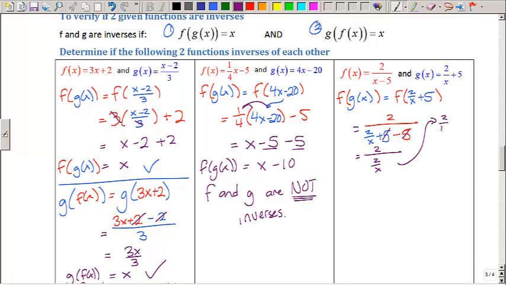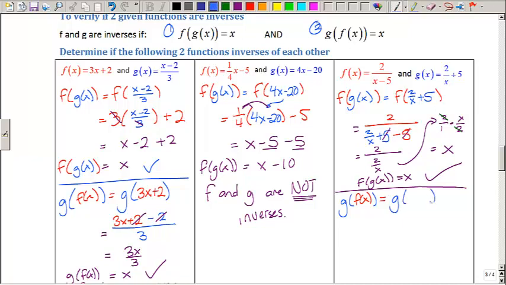And 2 over 1 divided by 2 over x is the same as multiplying by its reciprocal. The 2's divide out, and I'm left with just x. So therefore I know f of g of x does equal x. So I'm half done. All I need to do now is verify the second condition, that g of f of x is equal to x.